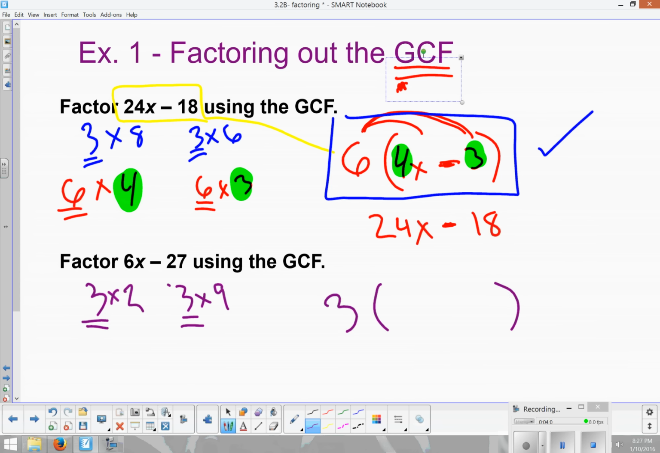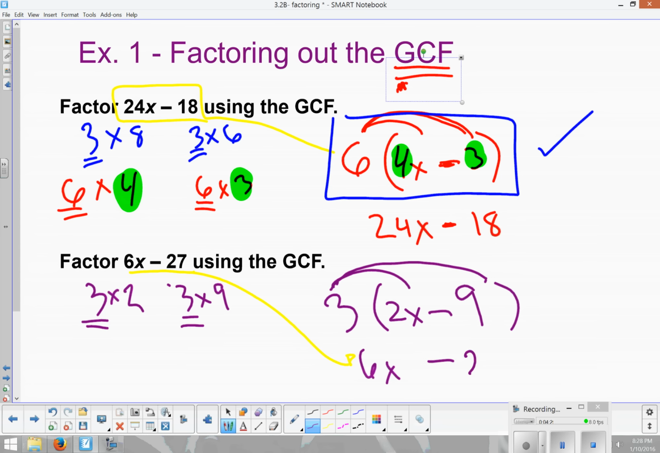And again, you're going to ask yourself, 3 times what is going to give us, again, we're trying to get to this problem to here. So 3 times what is going to give us 6x? 3 times 2x. So 3 times 2x gives us 6x. 3 times what, and what sign was being used? Minus. So we're going to put a minus. 3 times what gives us 27? So we're going to say 3 times 9. So 3 times 9 gives us 27. Bring down this minus. So there you go.